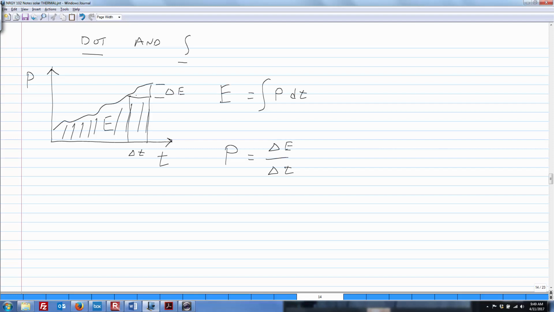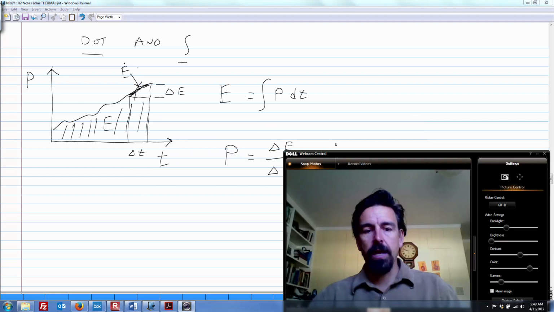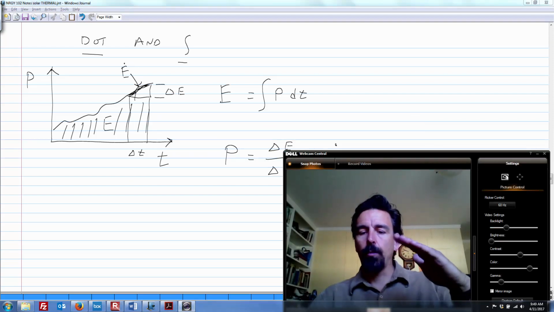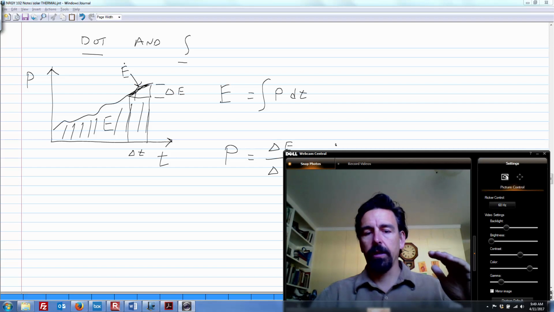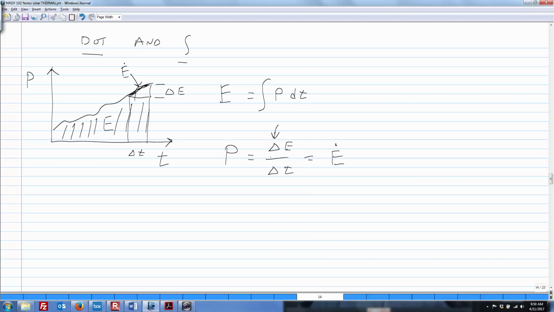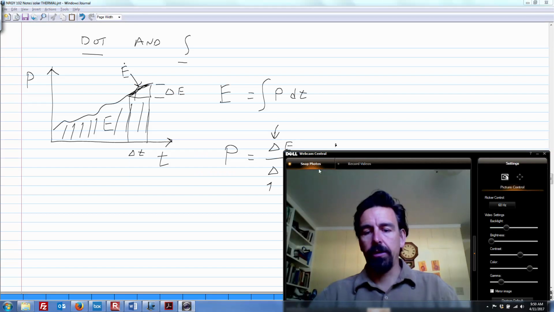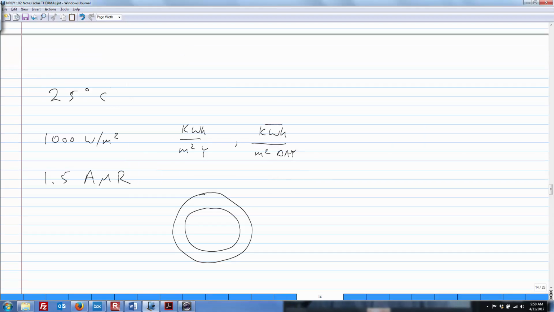So as this moves, this is my slope. I'm looking at the steepness of that slope there. Or if I look at one little spot right there, I have just E dot. So this would be E dot. And so the dot is just the convention for meaning the slope or the change with respect to time. We could look at delta being a big change, or the dot being a small or continuous change. Okay, so these are standard conditions.